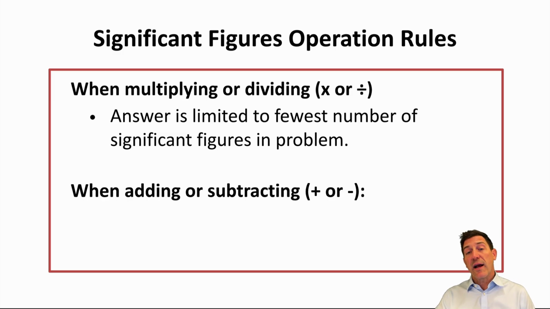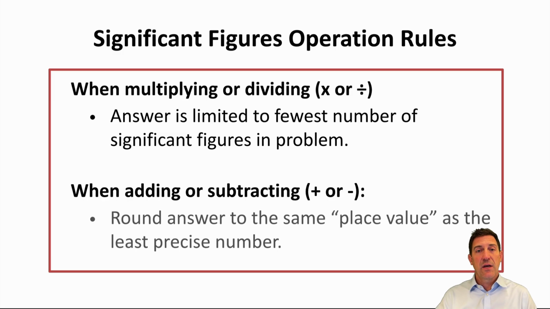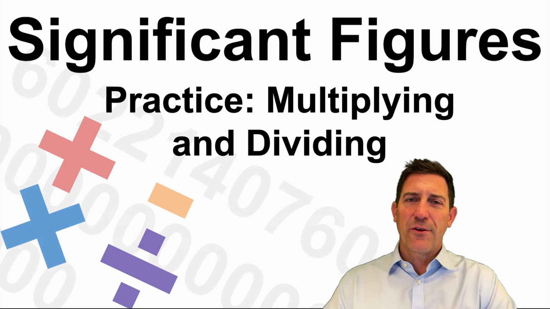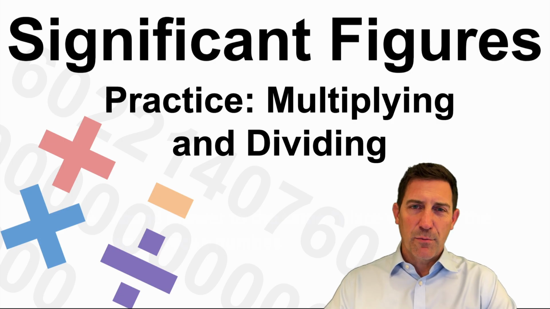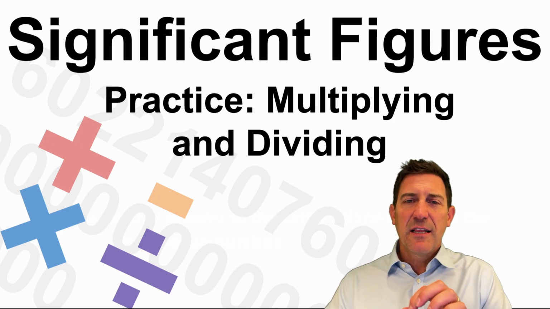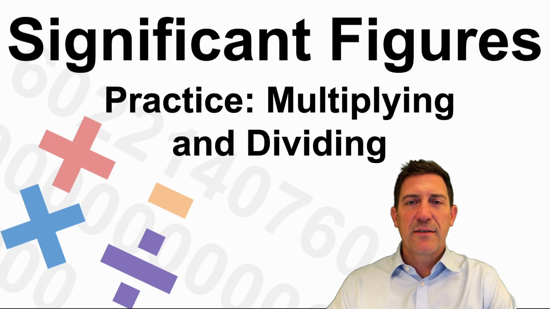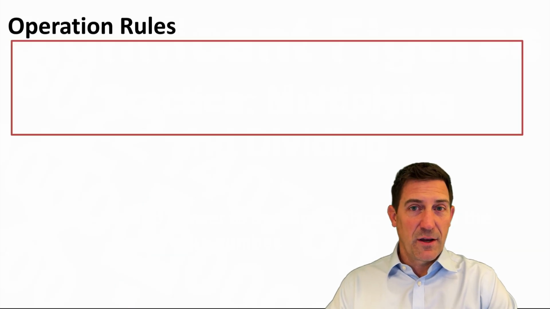When I'm adding or subtracting, there's a different set of rules to figure out how I should round my answer. In this one, I'm not just looking at all the numbers in the problem. I'm rounding my answer to the same place value as the least precise number. Now what? Again, stick with me because when we go over the examples, we're going to clear that up. We're going to start here with multiplying and dividing. I think it's a little more clear. It's an easier place to start to understand this.